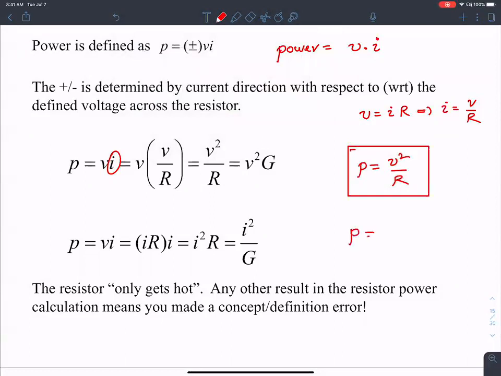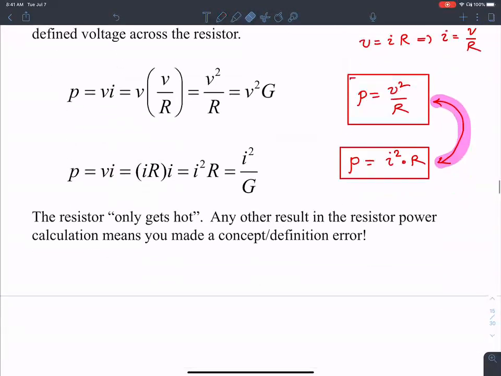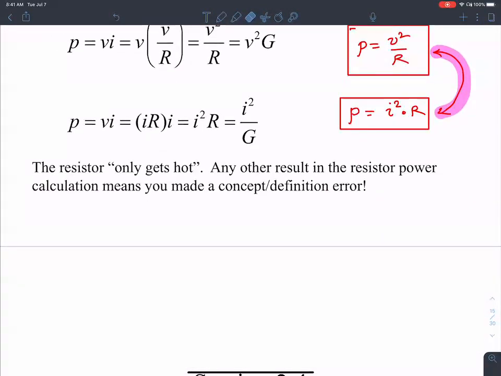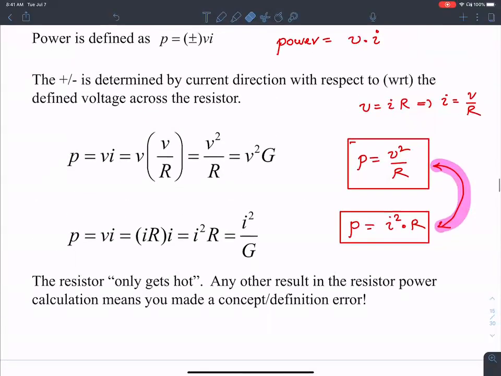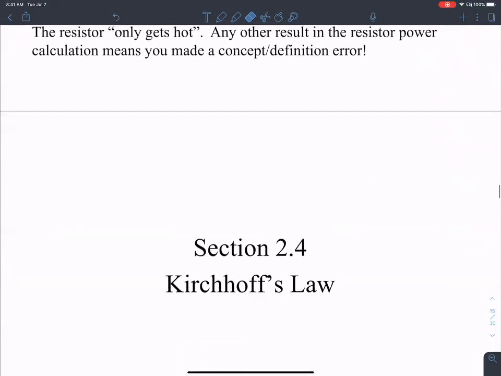I can also do power is I squared times R. If I replace V as I times R using Ohm's law, then power is I squared times R. We use these two expressions for power frequently, comfortably, and interchangeably, wherever we need to calculate the power in a resistance. The resistance only gets hot, and any other result in a resistance power calculation means there's a definition error. If you see a negative power for some reason, there's some error in definition. We'll come back to revisiting that.